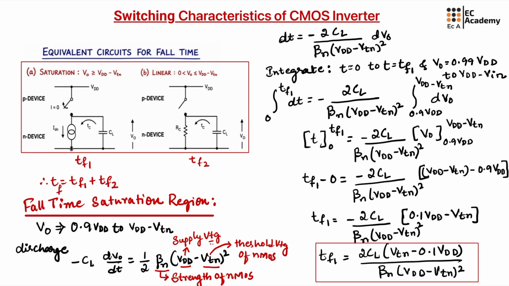Now let us understand the fall time for the linear region, where the output will be between 0 and VDD minus VTN. So in this linear region, the output will drop from VDD minus VTN to 0.1 VDD. In the linear region, the NMOS transistor can be approximated as a voltage dependent resistance. So in this region, the capacitor is still discharging. However, the current flowing through it is no longer constant.